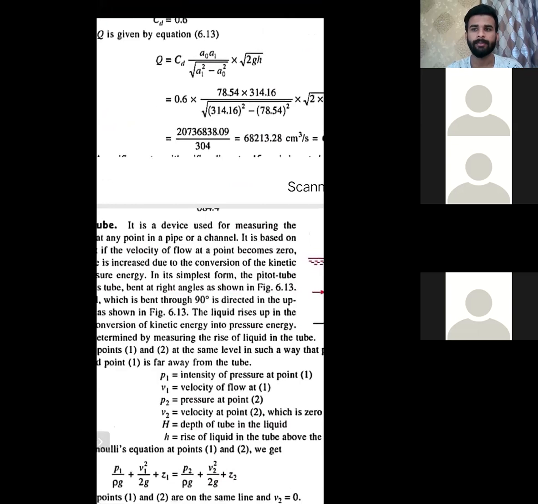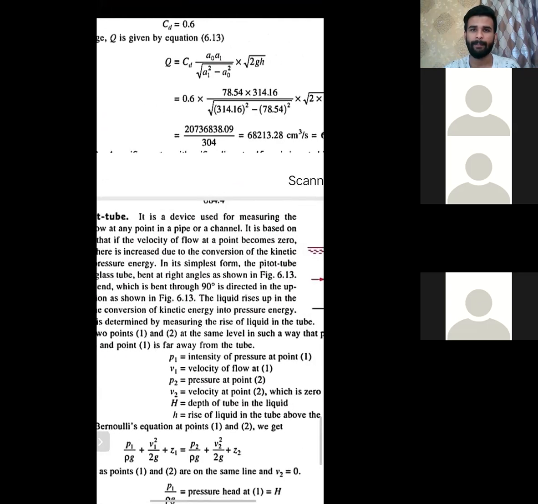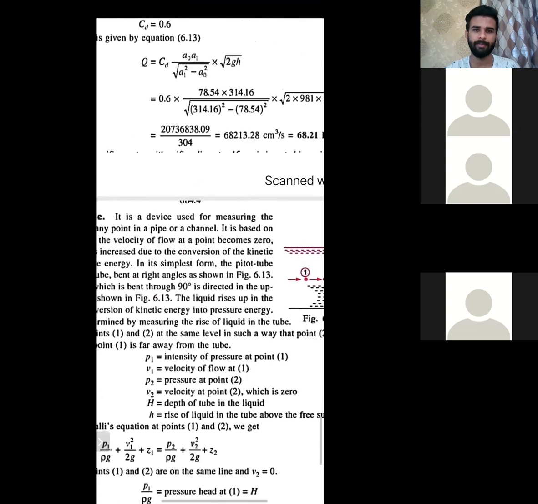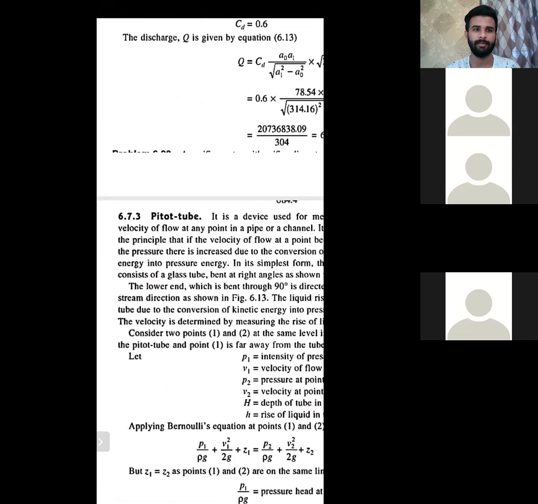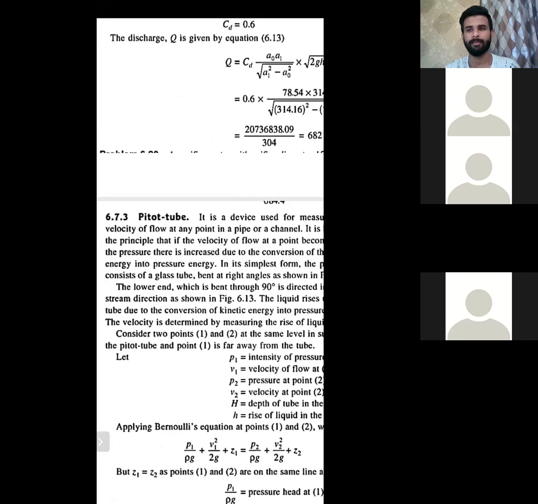It is a device used for measuring the rate of flow at any point in a pipe. It is based on the principle that if the velocity of flow at a point becomes zero, the pressure there is increased due to conversion of kinetic energy into pressure energy.